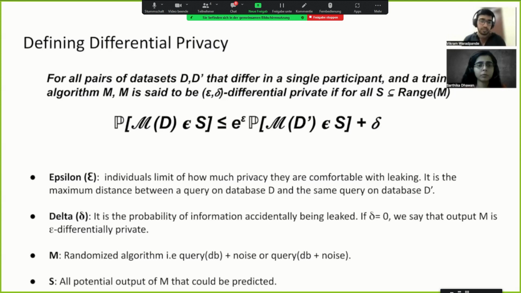So there are cases in which we define epsilon differentially private algorithms in which the value of delta is 0. And there are cases in which delta is non-zero, in which case we refer to the general case, that is epsilon delta differentially private algorithms. As we discussed, M is any randomized algorithm, that is, it does a query on the database, but also adds some noise so that the outputs are indistinguishable. And S is basically the range space of this algorithm, or the image of this algorithm.